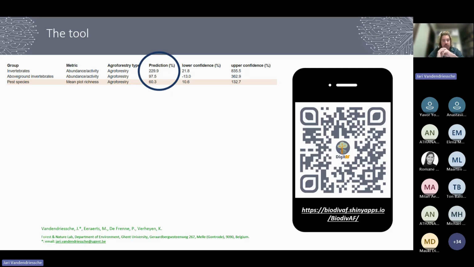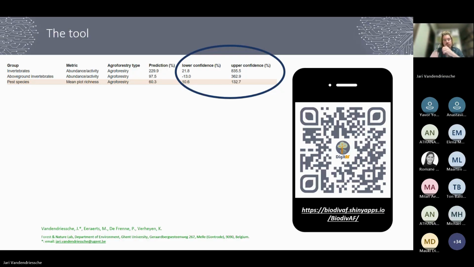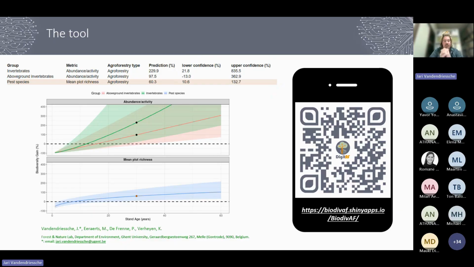In this case, everything is positive. It also gives some indications on the errors made in the model, because since biodiversity is still very heterogeneous, as it is in agroforestry, these confidence intervals are quite broad. What we present as well are some plots with the biodiversity gain, so the percentage gain or loss generated throughout the age of the agroforestry systems. So it's quite clear that there is an increasing link with age.